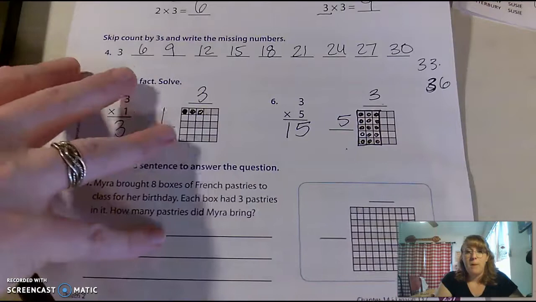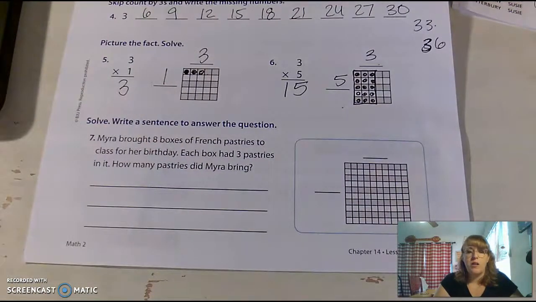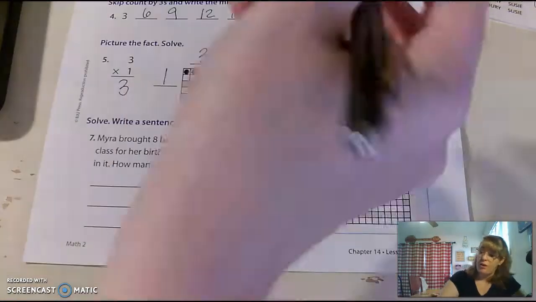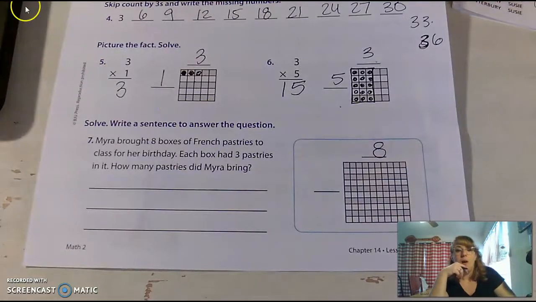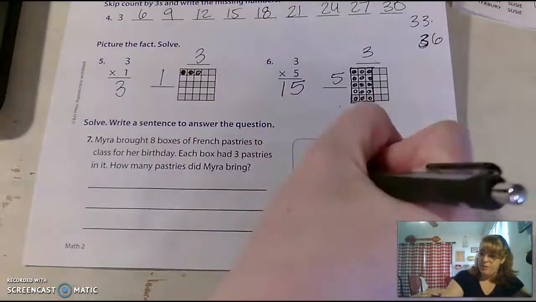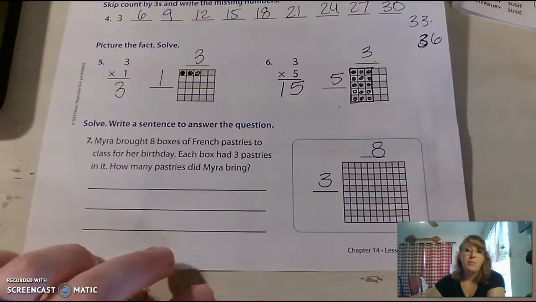Okay. Myra brought 8 boxes of French pastries to class for her birthday. Oh my goodness. Mrs. Forte, learn how to read. Okay. I'm going to put 8 up here. All right. Each box had 3 pastries in it. I'm going to put my 3 over on the side. How many pastries did Myra bring?